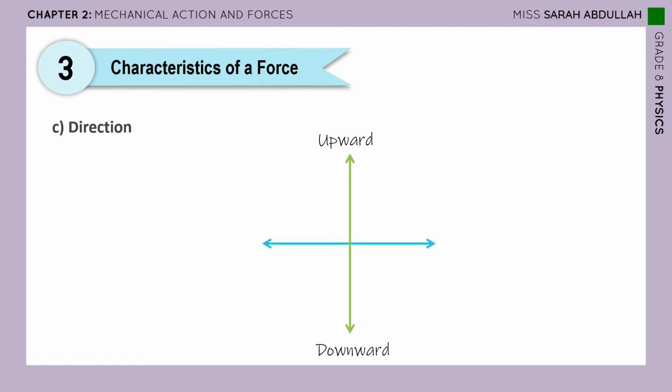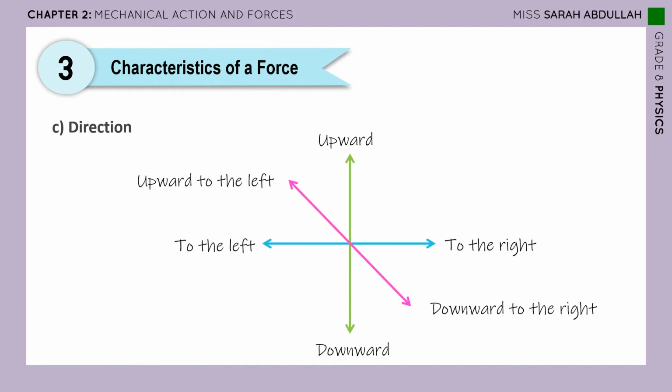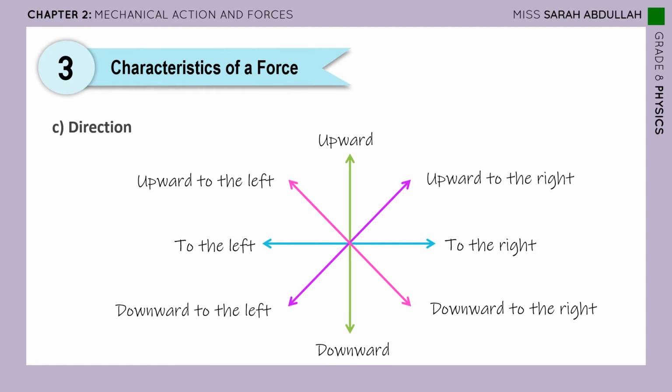How about like this? They have the same line of action, which is horizontal, but one is directed to the right, the other one is directed to the left. Now, if I have an oblique line of action, this one is upward to the left, and this one is downward to the right. And the other way, this one is upward to the right and then downward to the left.